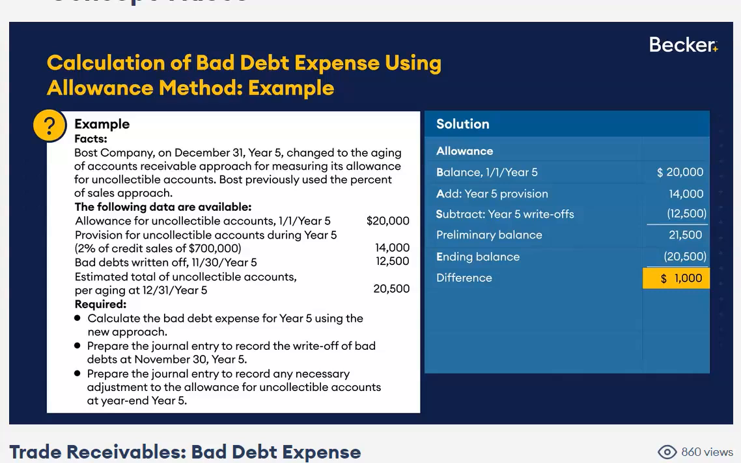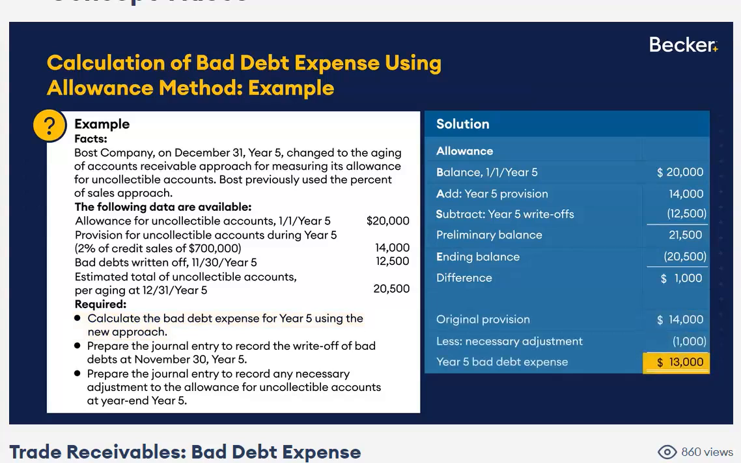Now, notice what the requirements are. First, it says, calculate bad debt expense for the year. So what is total bad debt expense? Well, remember, we recorded it during the year, and we have a year-end adjustment. So the net bad debt expense is $14,000 minus the 1,000 we just adjusted for. It's $13,000. That's bad debt expense.